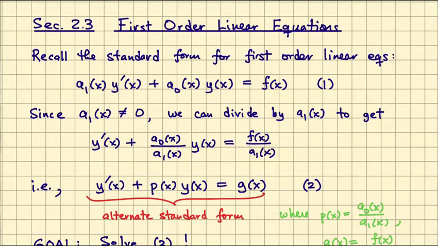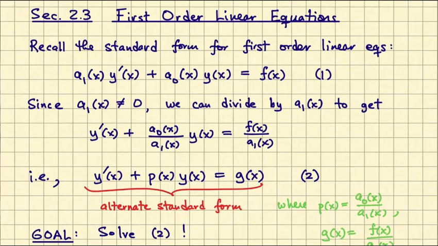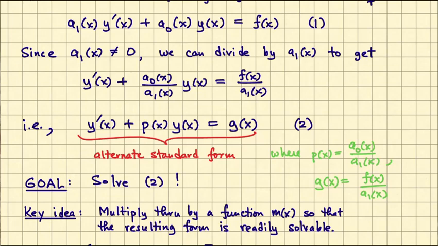So that looks a little cumbersome. Remember, a1, a0, and f are all functions that we know. Y here is the only unknown. So if this is a known function and this is a known function, why don't we just rename this p of x? And if this is known and this is known, let's rename this as g of x. Now we'll call equation 2 the alternate standard form for a first-order linear equation. Any equation of the form 1 can always be put into the form 2 simply by dividing through by the leading coefficient. So in this alternate standard form, our p of x is just a0 over a1, and our g is just f over a1. Our goal now is to solve equation 2.